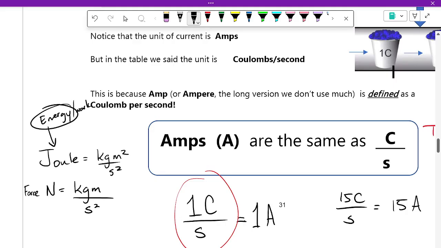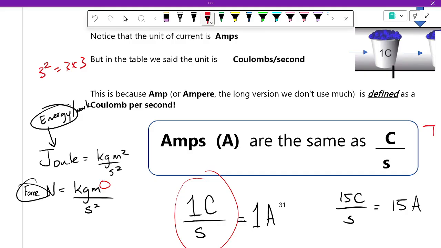So we have energy and we have force. And the only thing different about them is that this doesn't have a little square there. Do you guys know what squares are? Like if you had 3 squared, it would be 3 times 3. Yeah? So if we had meters squared, that's meters times meters.